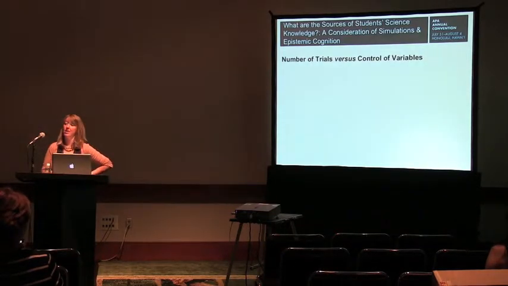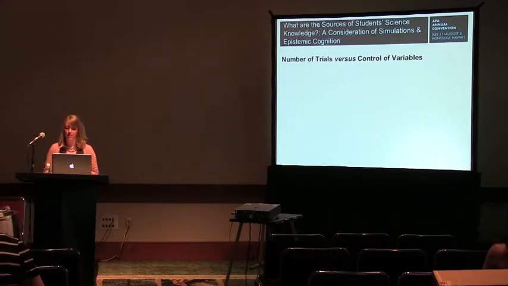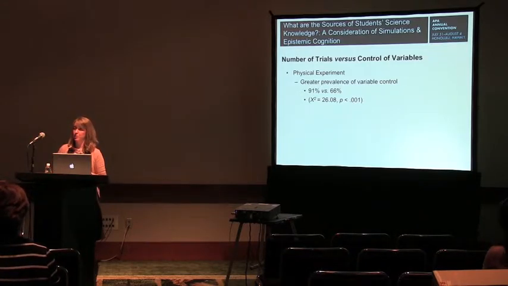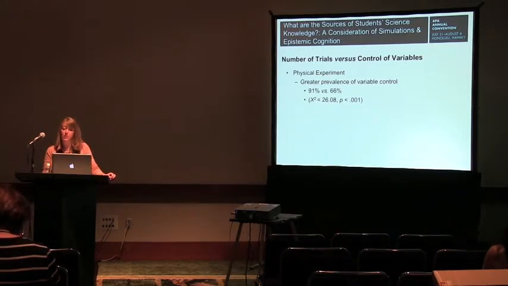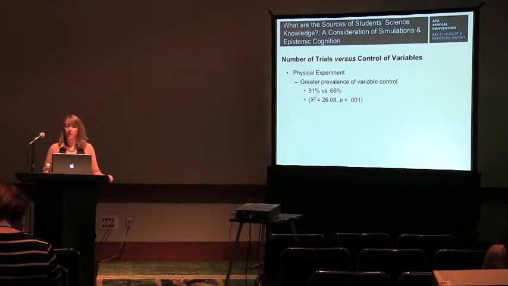In trying to figure out what that meant, I also went back and looked at those 2 components that we were combining to come up with their experimentation adequacy score, which is the number of trials run and the control of variables strategy. Breaking those down, we looked at what kids were doing with the hands-on apparatus and what they were doing on the computer in terms of controlling variables and running trials. In the physical experiment, they were doing a much better job of controlling variables. So 91% of the kids doing a hands-on experiment were controlling variables versus only 60% of the kids in the computer simulation.